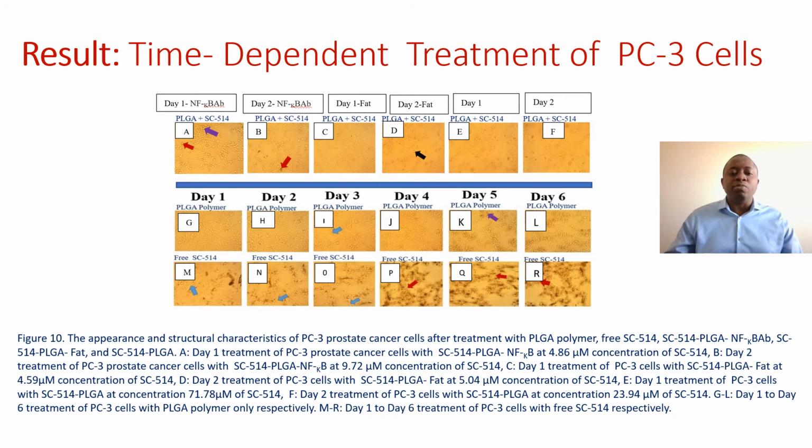Also, we performed inverted microscopy to know the impact of the drug release on PC3 cells, and we saw that when we did not conjugate the surface of nanoparticles, there was burst release. Most of the cells were dying even at day 1, at day 2 in figures E and F. In figures A, B, C, and D, when we conjugated the surface of the nanoparticles, we saw that there was hardly any impact on the cells on day 1 and day 2. PLGA polymer was used as a control. We also have treatment from free SC514 in this figure.